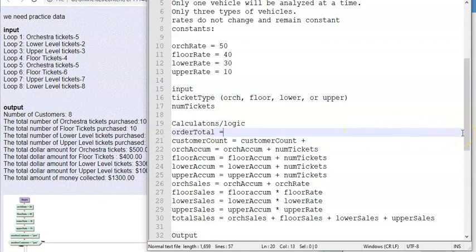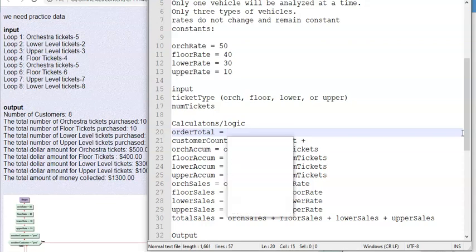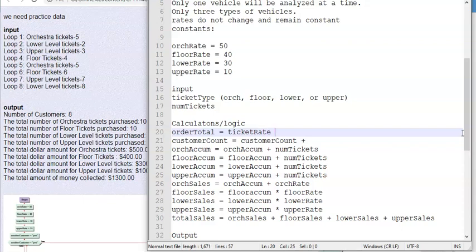So the order total is going to be the ticket rate times num tickets. So again, if I have an orchestra and there's 10 tickets that they ordered, then my order total is going to be the 50 times 10. If they ordered floor, then it's going to be 40 times 10. So there you go. So we know that we're not going to be doing all these, well, plus 1, every time. So we need to go ahead and break it down.